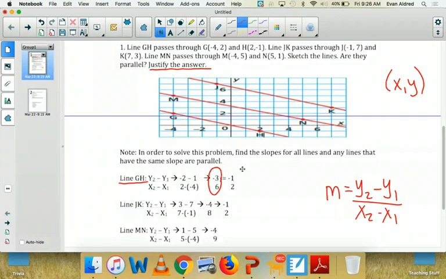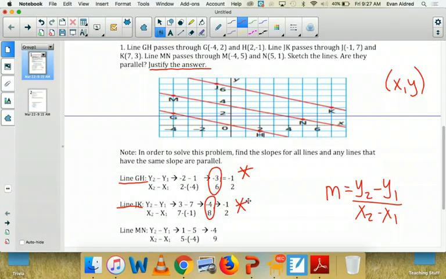Now what you'll see is the fraction has been reduced. Again, this is something we've talked about, and it's very important to make sure you reduce your fractions. We'll talk more about that in a second. When we look at line JK and we subtract our y's and put them over the difference in our x's, we get negative 4 over 8. Which again, it's very, very important, as I'm showing with the stars here, to reduce that fraction.